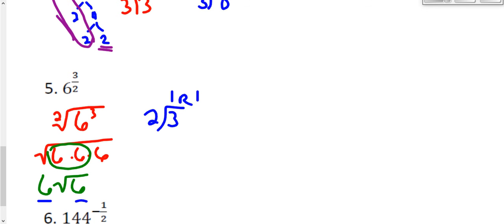Very last thing to do is indicate all possible signs for my answer. Because I just took a 2nd root, square root, I can have a positive or a negative in front of my solution. There we go.